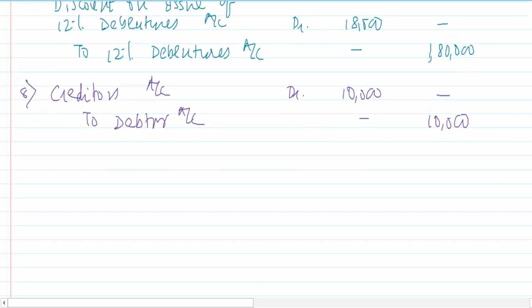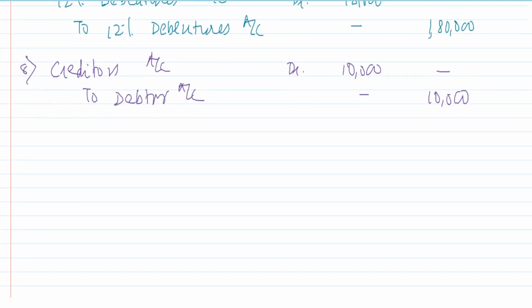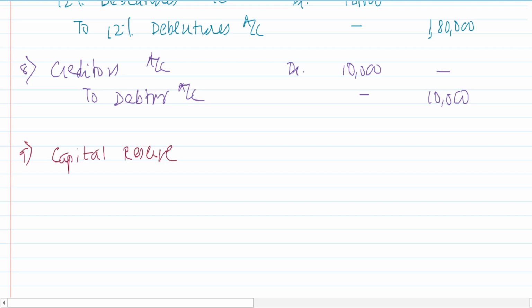And finally, we have made payment of some liquidation expenses. Any expenditure which is relating to liquidation should be debited to goodwill account. But in this question, we do not have any goodwill. We have capital reserve. So instead of goodwill, we will debit the capital reserve. So we say capital reserve account debit 30,000 to bank account. This is for meeting the liquidation expenses.